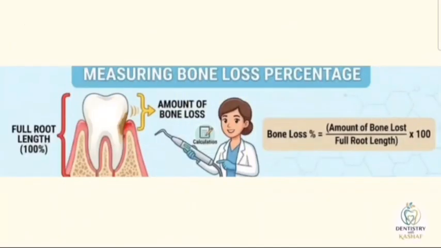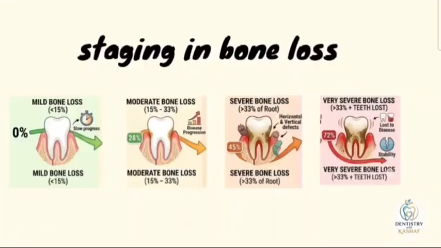One must know how to measure the bone loss percentage. You can say how you are going to measure it. Full root length you are going to measure from this cusp to this root tip, and then amount of bone loss from tip to this area where there is a limit of bone. So this is the formula how you're gonna calculate this. Bone loss percentage is equal to amount of bone loss, the amount of loss that has occurred here, divided by full root length, whatever this comes to. And this thing you are going to measure with the CPITN probe of course, and multiply with 100, so you will get percentage.